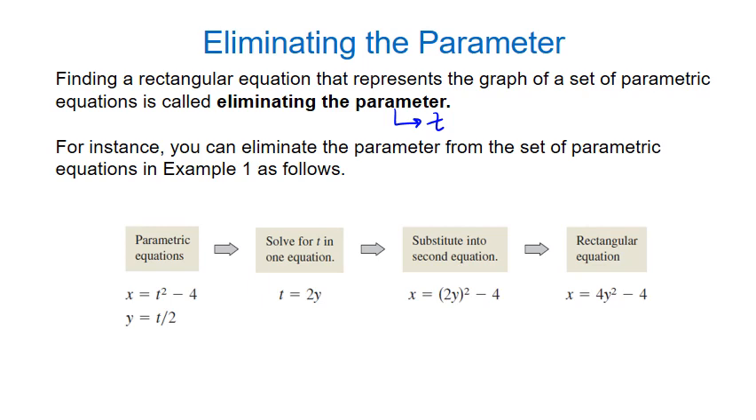So in order to do that, if these are my parametric equations, I will take one of them and solve for t. So I've taken this equation and I've solved it for t. Then I'll take this value for t and substitute it into the other equation, which is shown here. And then I'll simplify and you will end up with a rectangular equation. You know you are at a rectangular equation when t has been eliminated.